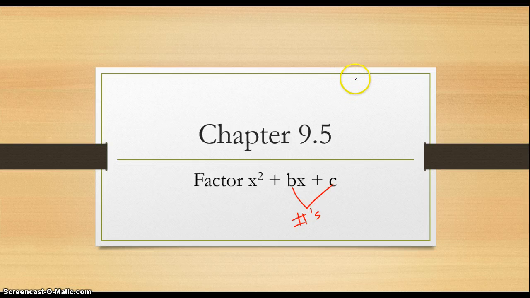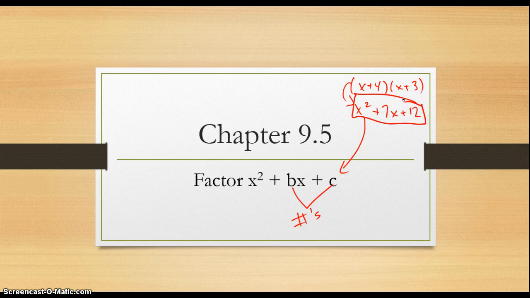For example, we've been working with FOIL or box method. So when you FOIL or box method, you know, x plus 4 and x plus 3, you got x squared plus 7x plus 12. Now they're going to be giving you the trinomial, the x squared plus 7x plus 12, and asking you to find what should be inside the parentheses. So we're kind of working backwards from what we've been doing. So let's get started.